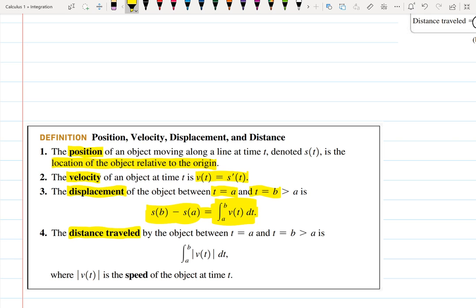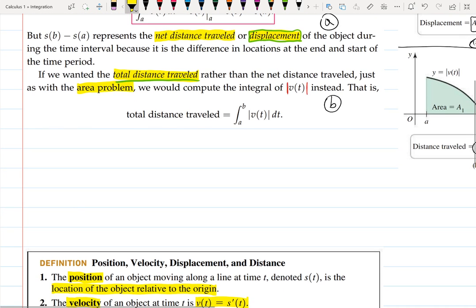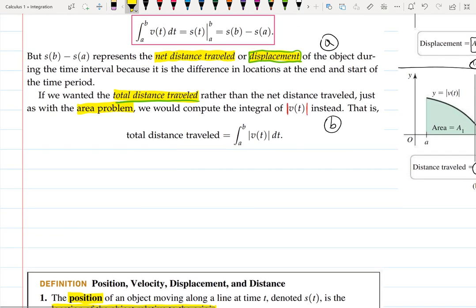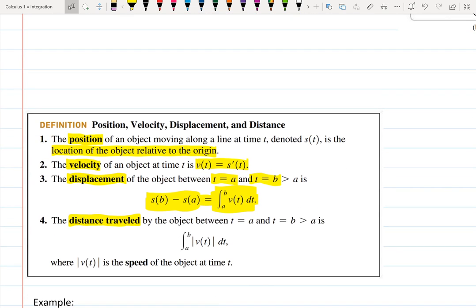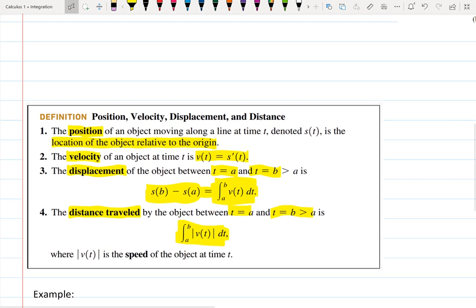The distance traveled, or we also call it just distance, by the object from t equals a to t equals b, will be the integral from a to b of the absolute value of v. That will show me how much I actually walked without assuming negative or positive walking or driving directions. So the absolute value of v is the speed of the object versus velocity. That's a good point as well.